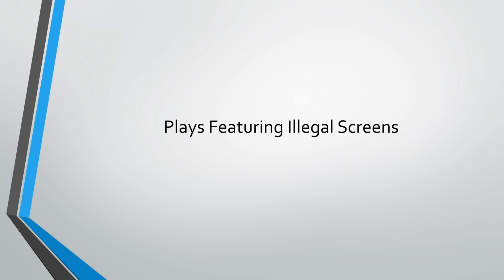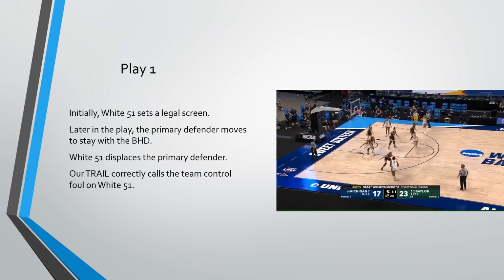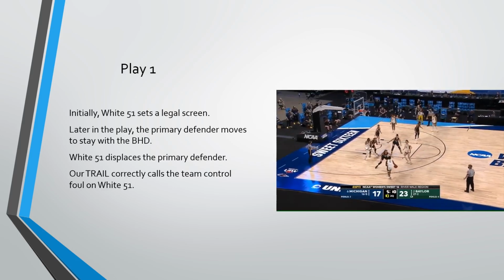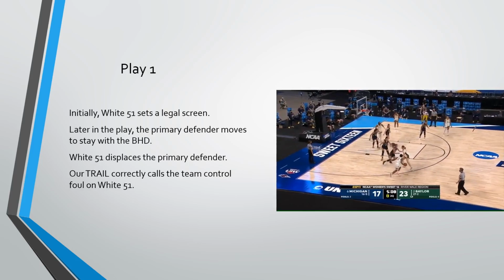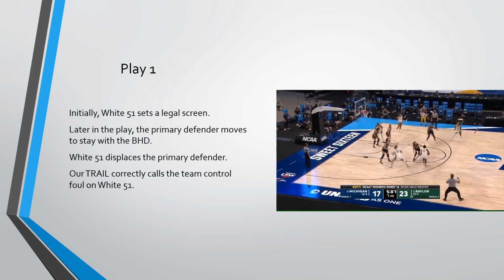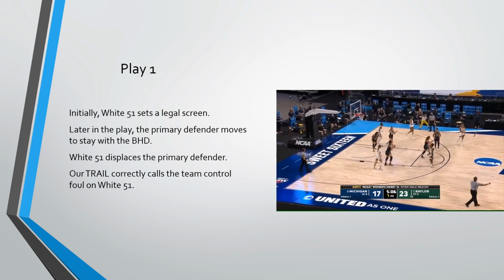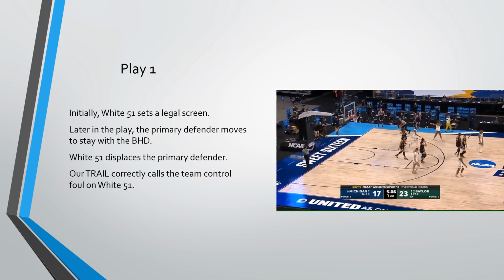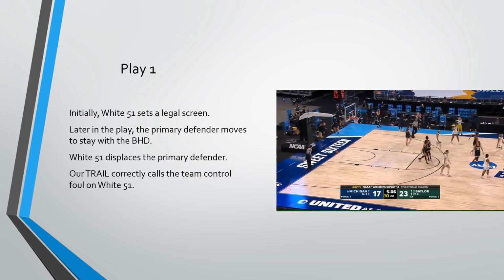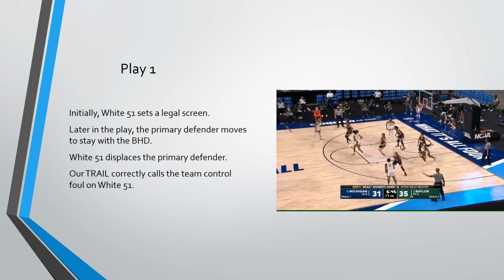Now let's take a look at some plays which feature illegal screens or illegal contact by the screener. Initially, white 51 will set a legal screen. Later in the play, the primary defender moves to stay with the ball handler dribbler. White 51 displaces the primary defender. Our trail correctly calls the team control foul on white 51.